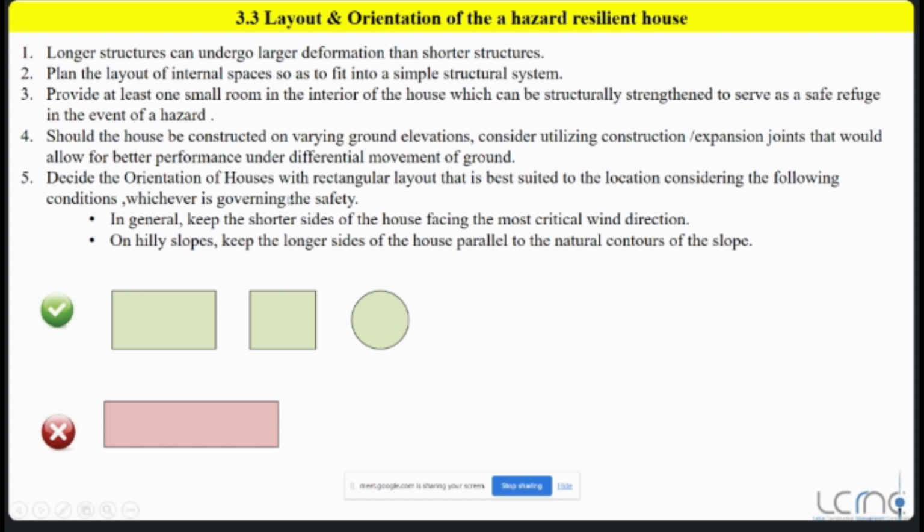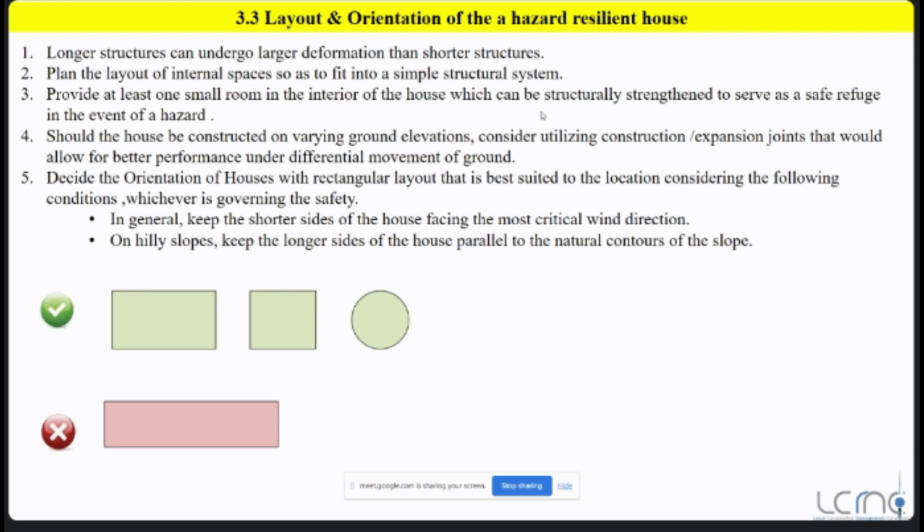Number three, provide at least one small room in the interior of the house which can be structurally strengthened to serve as a safe refuge area. Normally, a refuge area means, for example, if a fire comes inside your structure, definitely you need to have a refuge area to go and safeguard yourself. Likewise, if your structure is a very big structure, you need to have a small room inside the structure to safeguard yourself and avoid fatalities.